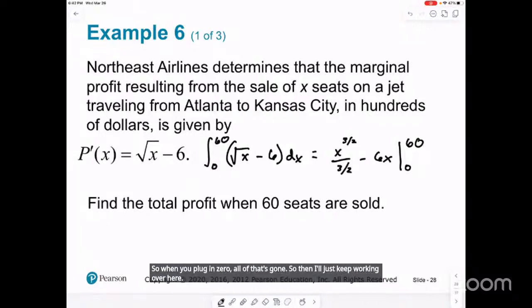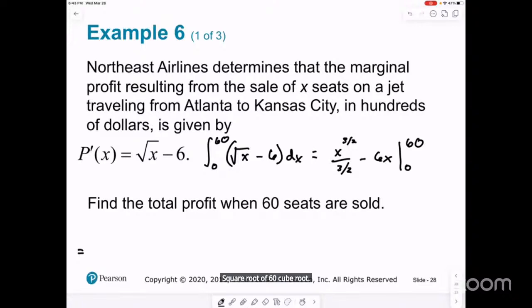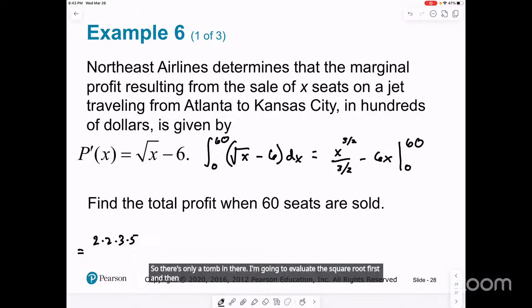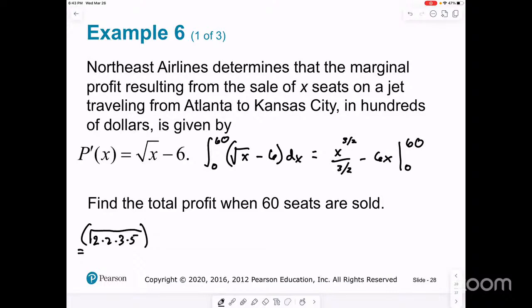Square root of 60, cubed. So, I mean, we essentially have, let me think. 60 is what, 6 times 10? I'm going to write it like this. 3 and a 5, 10, 6. So there's only a 2 in there. I'm going to evaluate the square root first and then cube my result. Okay, so 2 times the square root of 15.